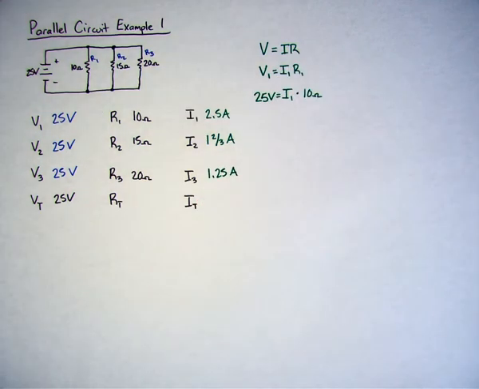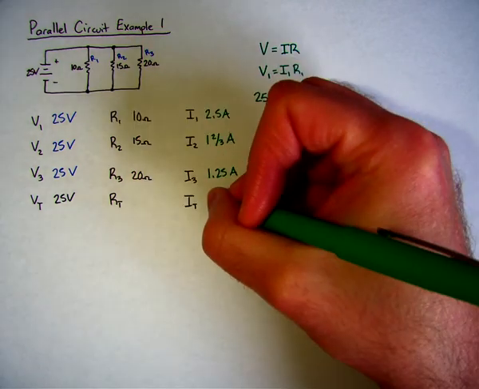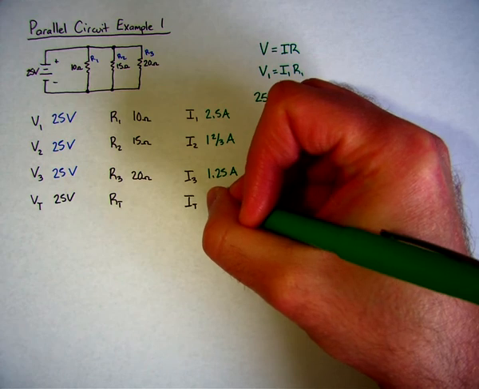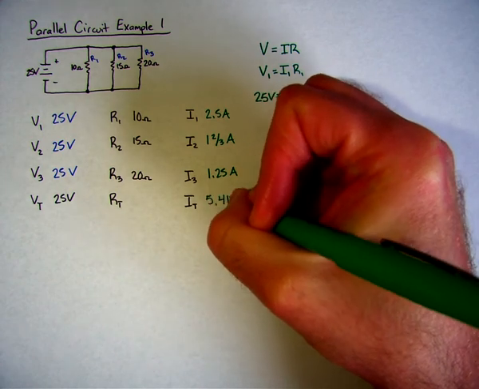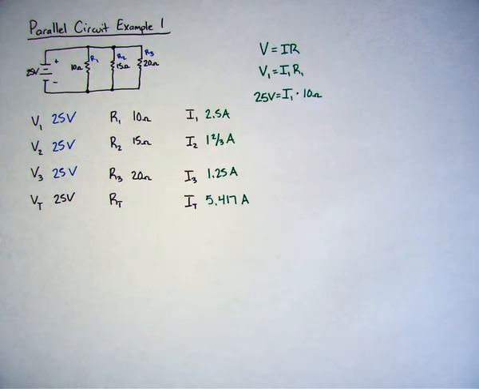Now I know that the total current is the sum of my currents. So if I add these up, if I take my 2.5 plus 1.25 plus my 1 2/3, I'll get a total of, I'll round it to a decimal, 5.417 amps. So 5.417 amps is the total current going through the entire circuit.